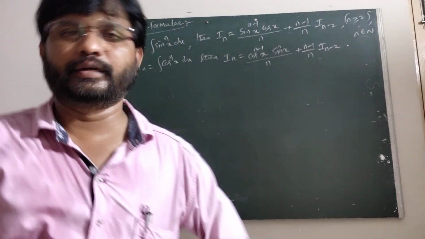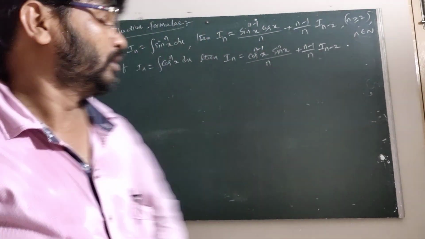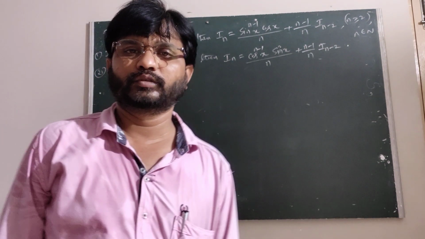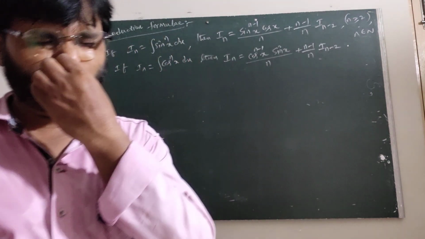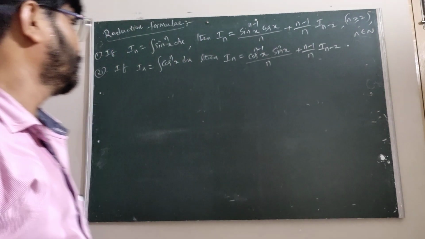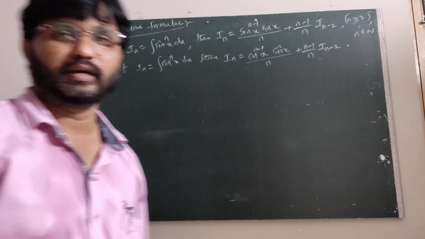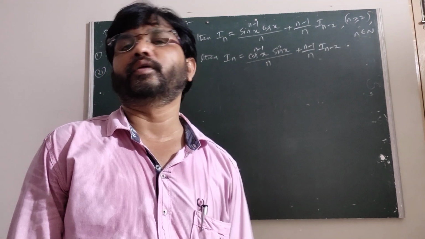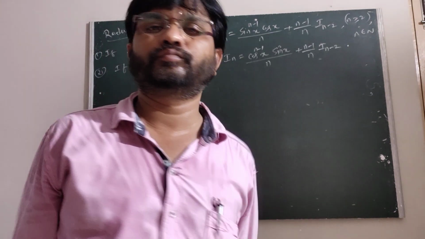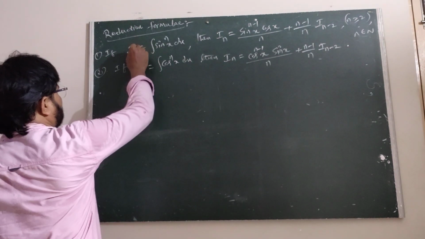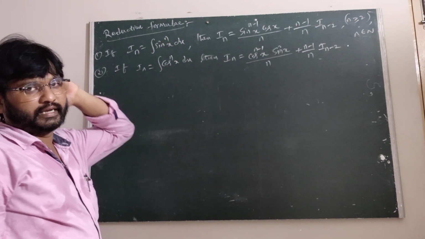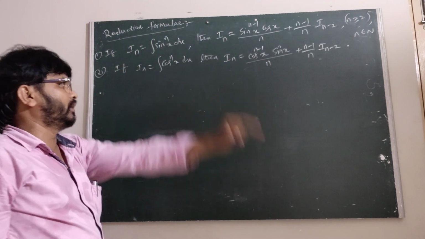Now we are going to discuss the reduction formulas: integral sin power nx, cos power nx, tan power nx, cot power nx, secant power nx, cosecant power nx. These are called the reduction formulas of the integrals. They are denoted by I n, where the suffix n means sin power nx, n minus 1 means sin power n minus 1 x, and I n minus 2 is sin power n minus 2 x.